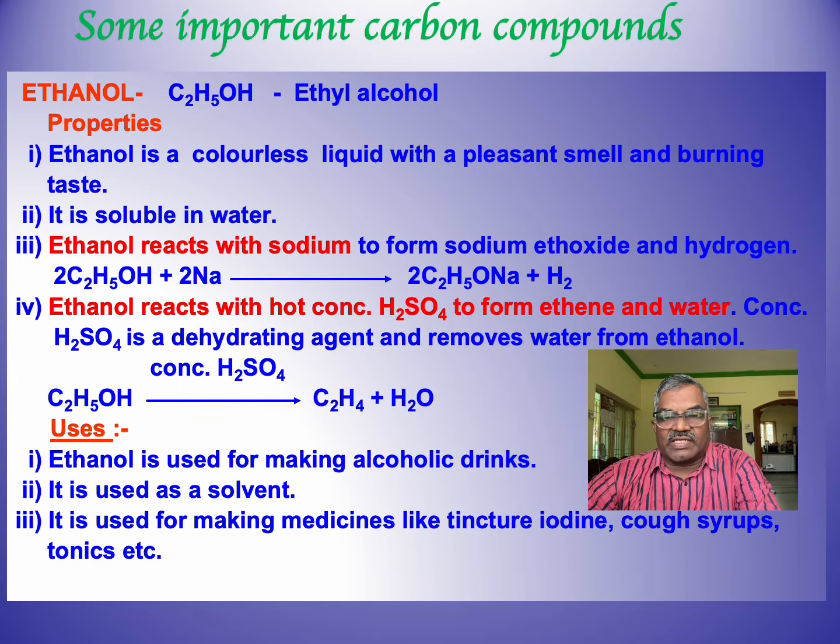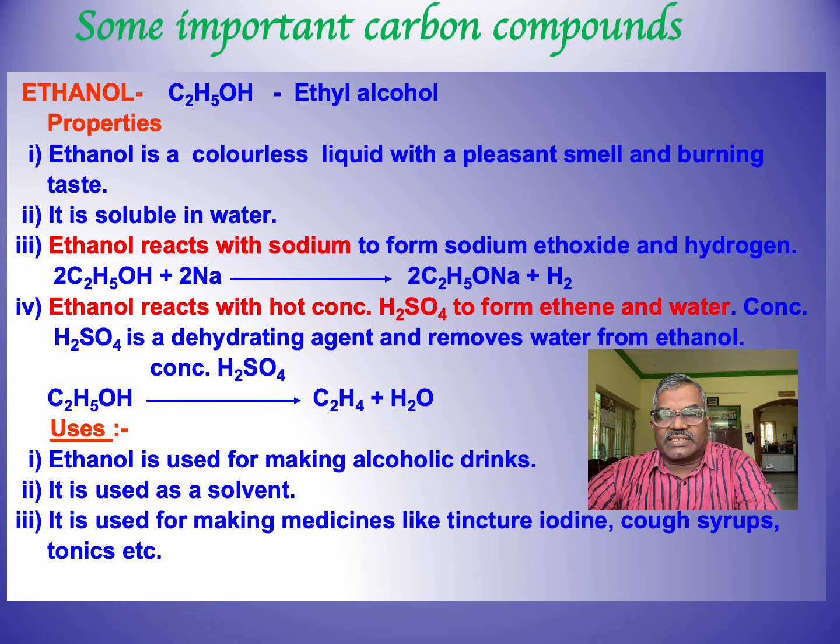Chemical properties of ethanol. Combustion. Ethanol is highly flammable and burns with a smokeless, clean blue flame. This property makes it a useful fuel. When it burns in the presence of sufficient oxygen, it produces carbon dioxide and water. So you can represent this reaction as a formula equation: C2H5OH plus 3O2 gives 2CO2 plus 3H2O.